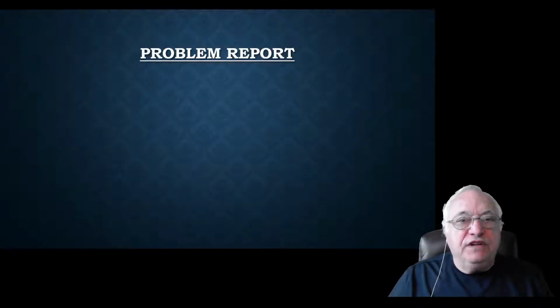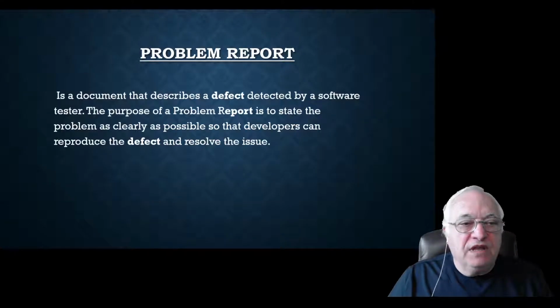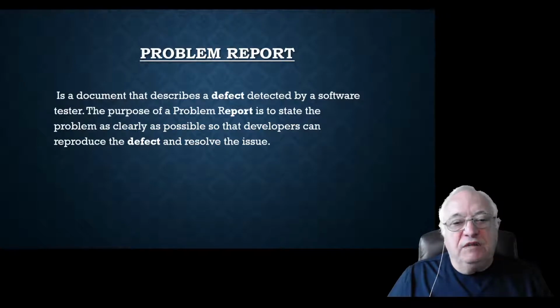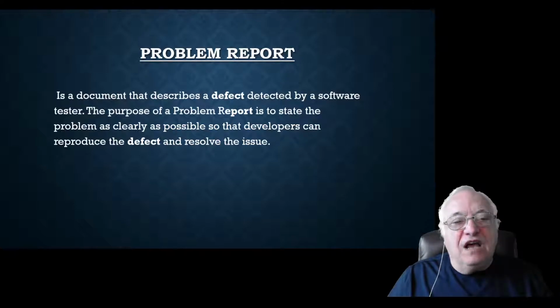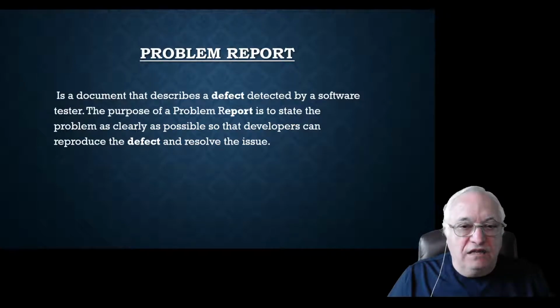Let's start with a definition of problem report. It's a document that describes a defect detected by the software tester. The purpose of the problem report is to state the problem as clearly as possible so that the developer can reproduce the defect and resolve the issue. It's basically how a software tester documents an error.